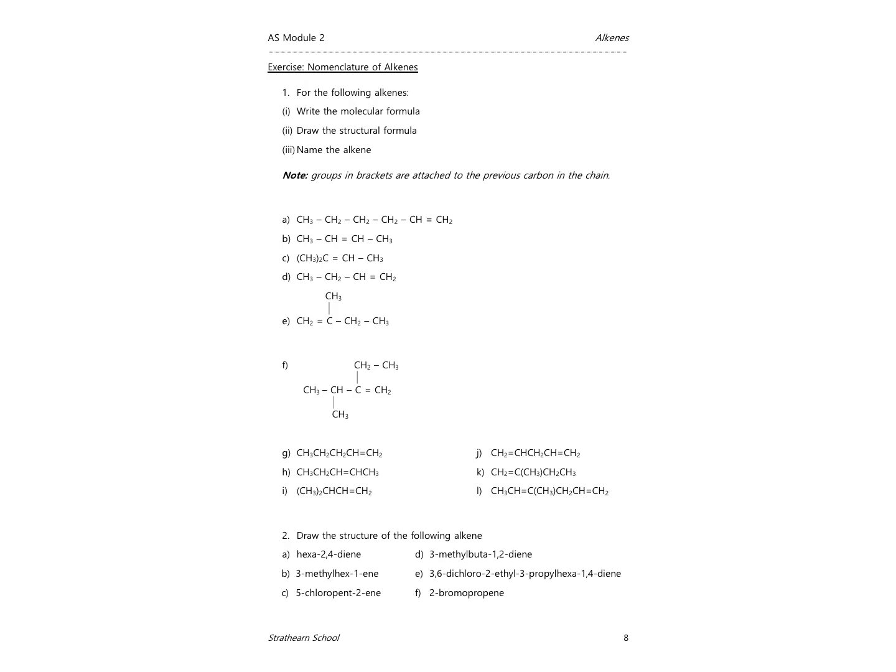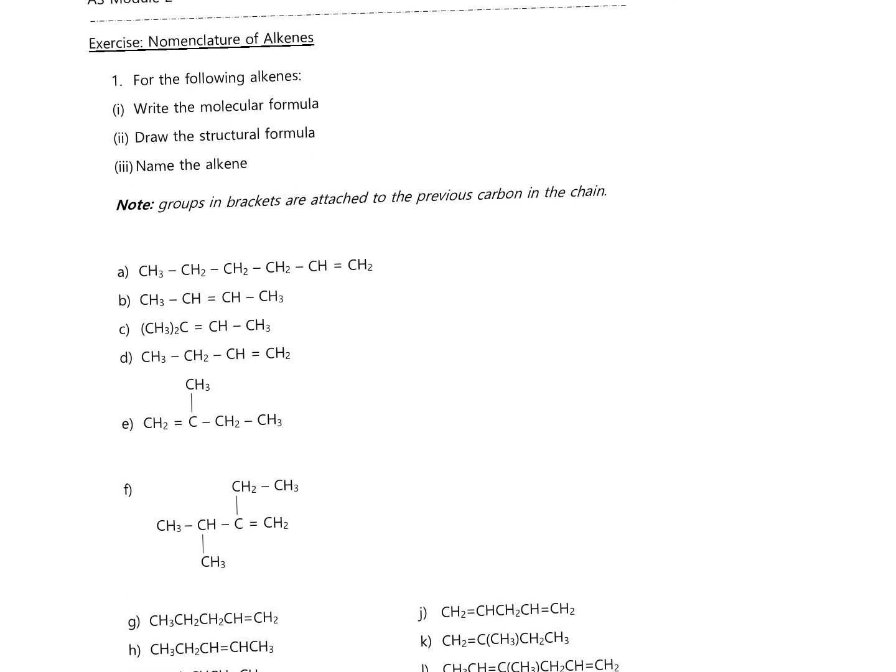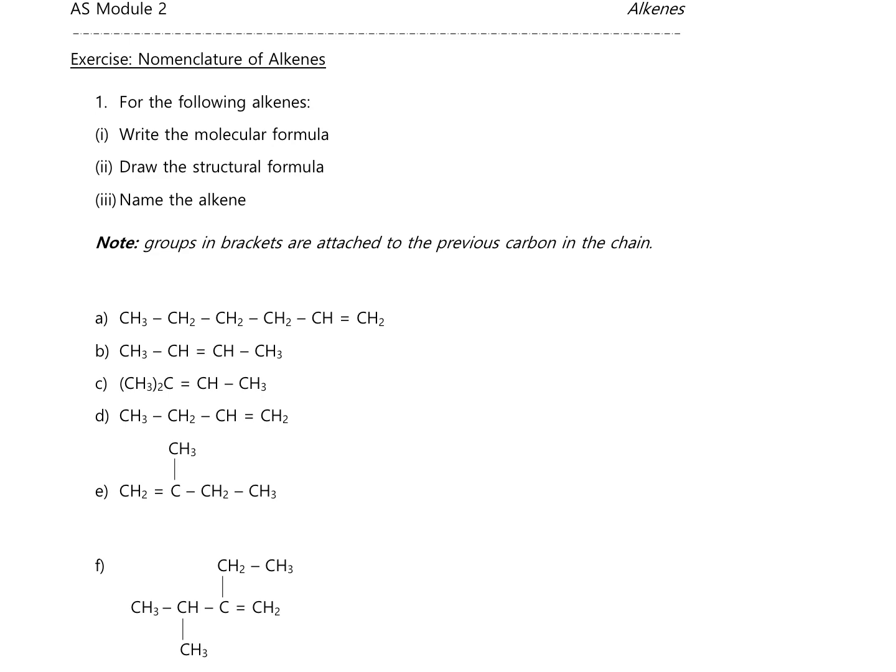So if you have a look at question 1, there's just 2 questions, 1 and 2, but with multiple parts. So question 1 gives you what we would call a condensed structural formula of a lot of alkenes, and for each of them you need to write the molecular formula, draw the structural formula and name the alkene. So let me do that with you for part A to show you what to do.